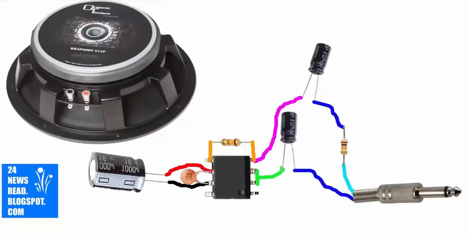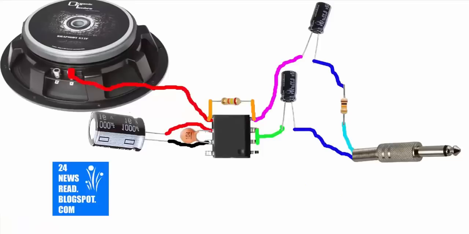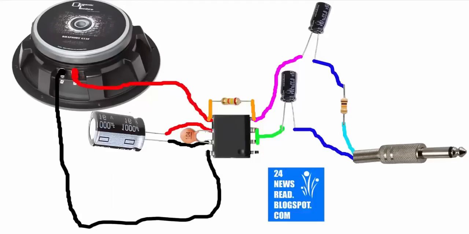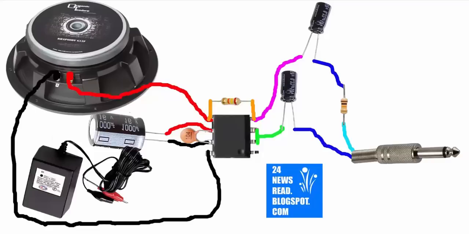Now set a subwoofer. Join plus position. And join minus position. Now we need a charger, a 6-volt charger. Join plus and minus position.